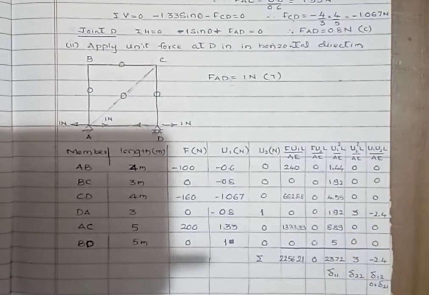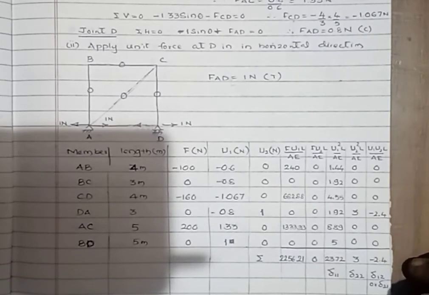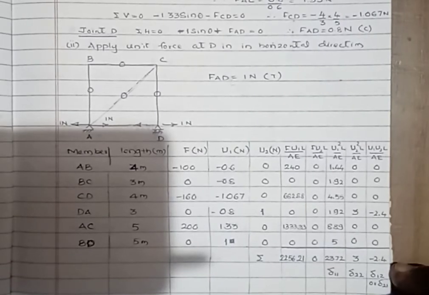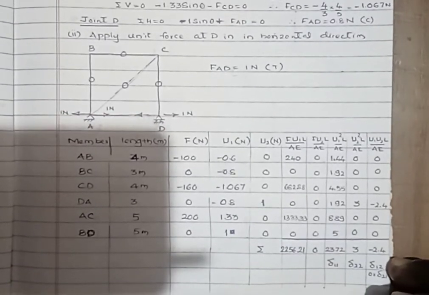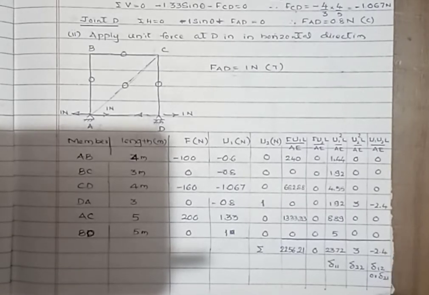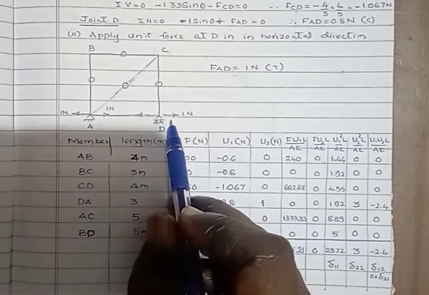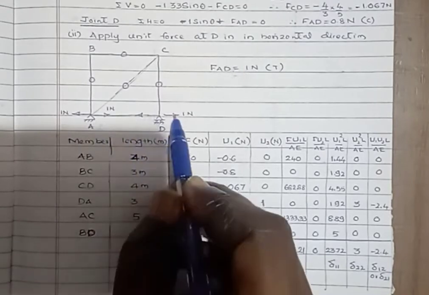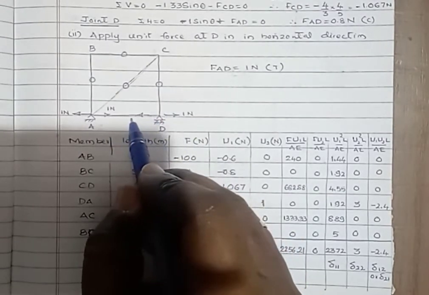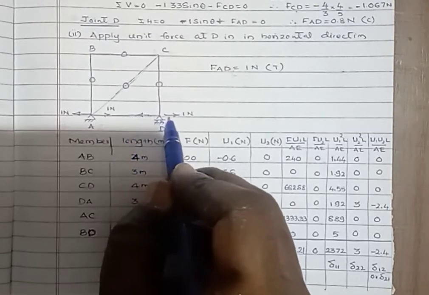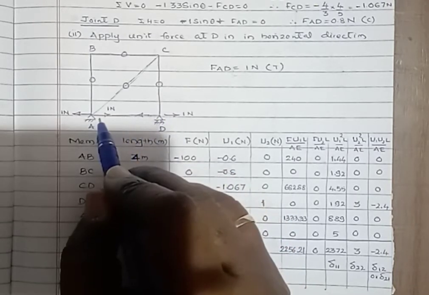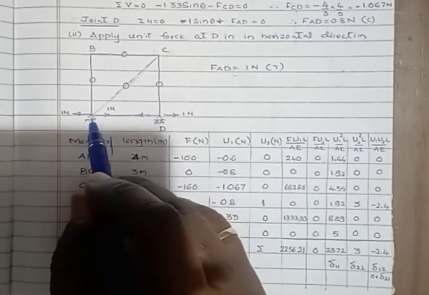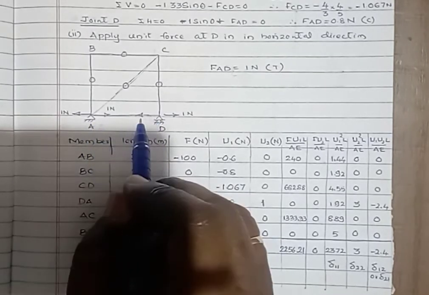Now we can apply the unit load along the redundant 2. If you apply the unit load along the redundant 2, the forces in all these members are 0. Here, since the force is acting along one of the members, the force due to the unit load along the redundant 2 equals the force in this member, that is A to D.